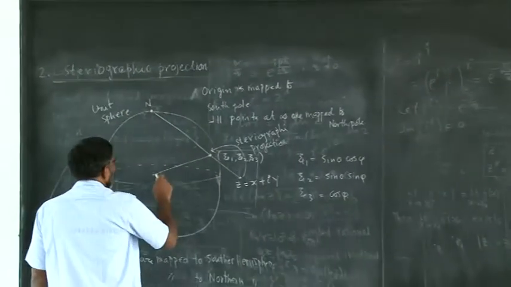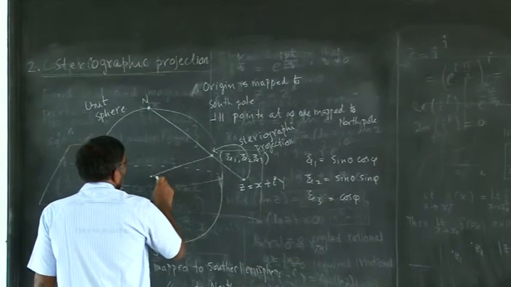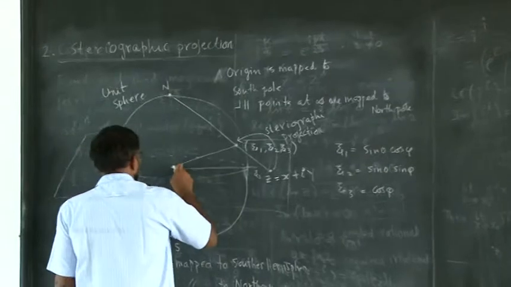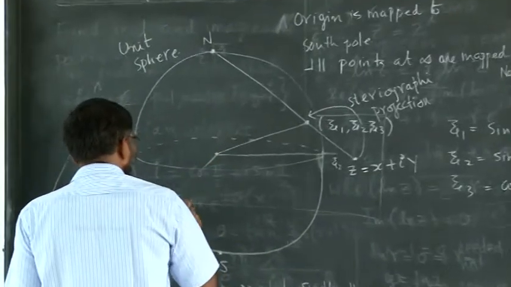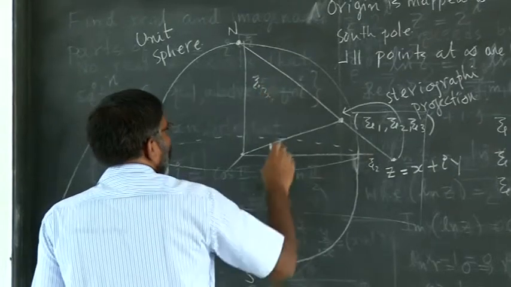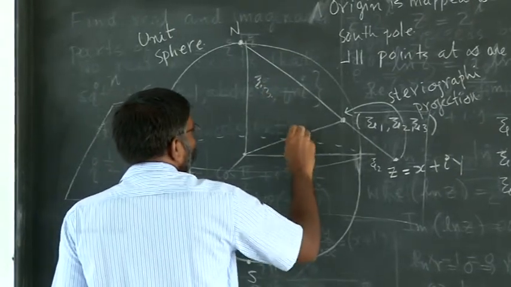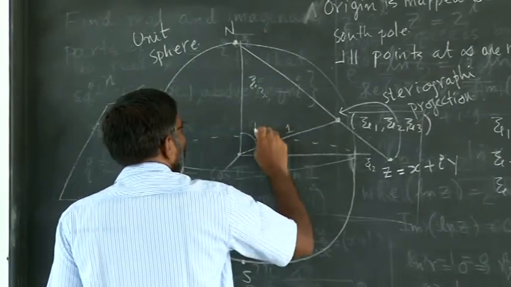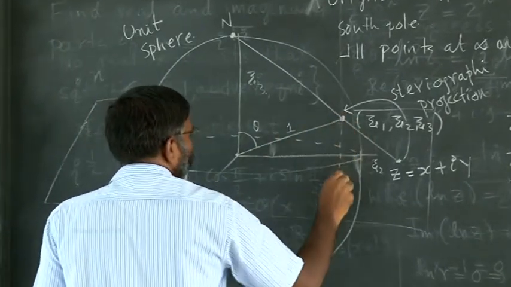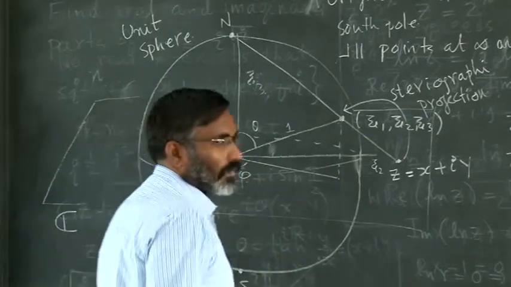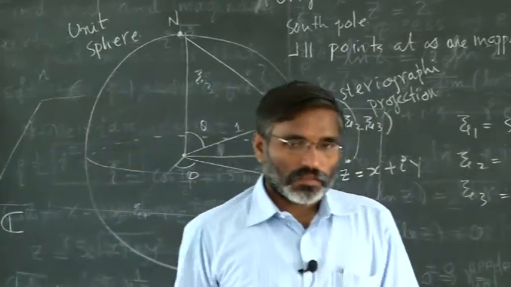So in spherical polar coordinates, you consider this as the 2 axis, this is the 1 axis, and this is the 3 axis. This is theta, and this projection is the spherical polar coordinate.